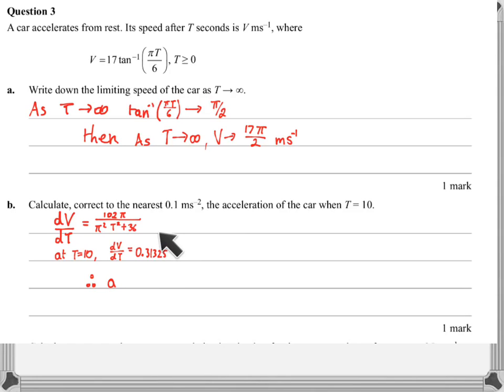Then write your answer according to the requirements of the question, nearest 0.1, and we get acceleration equals 0.3 meters per second squared. Good.